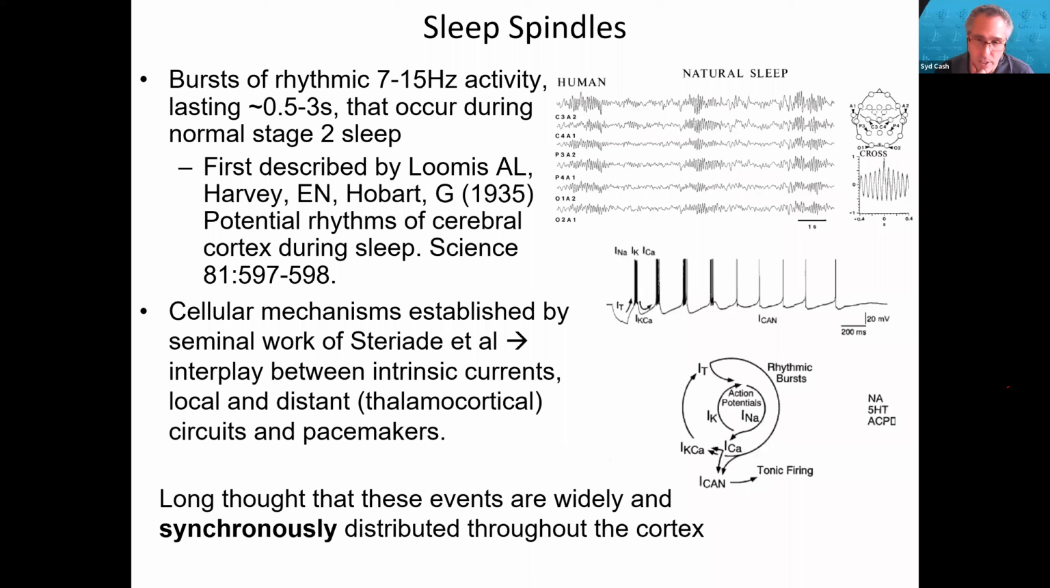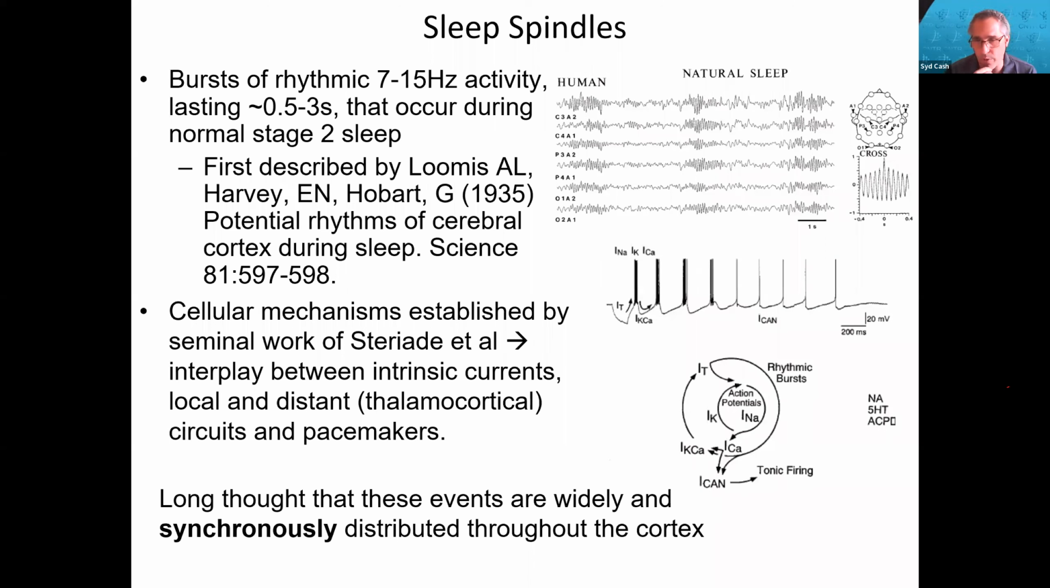And they're another oscillation that's been fairly well studied, again because of Steriade's capabilities and all that group did, looking at the cellular mechanisms that allow for this. There's this interplay between intrinsic currents and both local and distant, particularly thalamocortical circuits and pacemakers. I won't go through the details of all the intrinsic conductances that are necessary or sufficient to generate the spindle both locally and synchronize it through thalamocortical loops. But it's a fairly well defined mechanism and fairly well laid out.